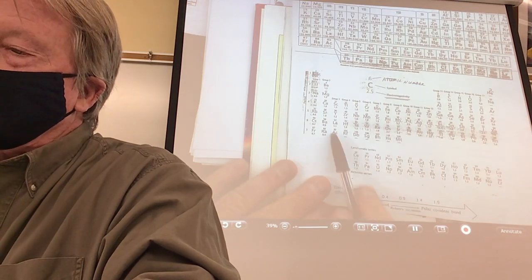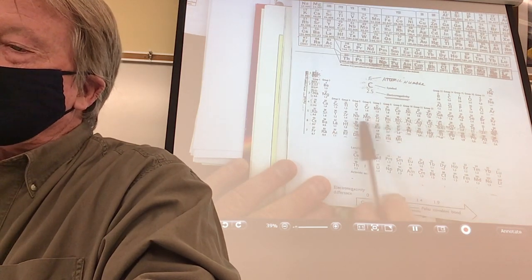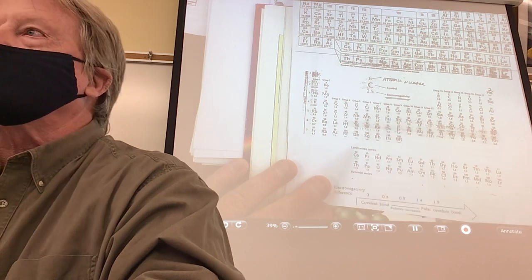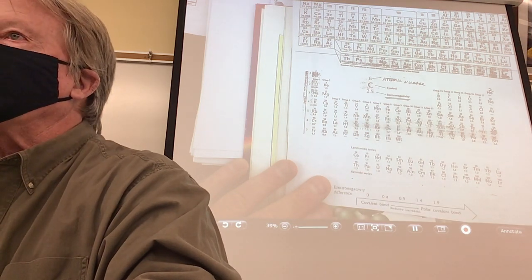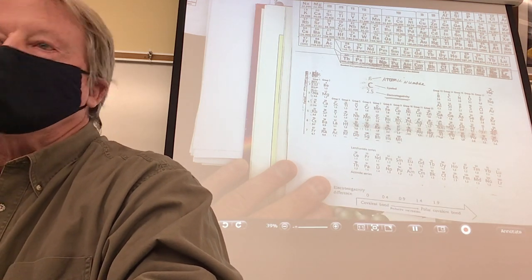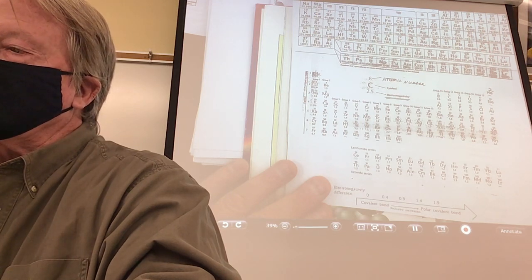Now, again, I don't know if you can see them well or not, but does anybody see, what do you think, where's the highest electronegative element on the periodic table? What's the highest number you see for electronegativity?